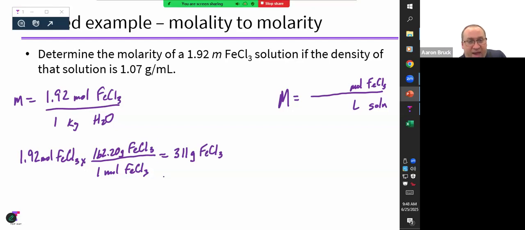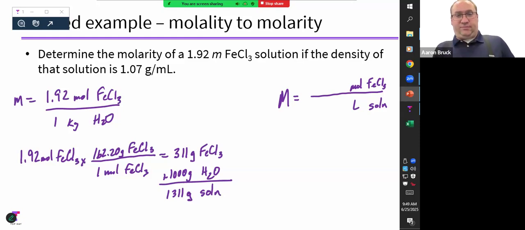We are going to add this to our kilogram of water. A kilogram of water weighs 1,000 grams. And since this 1 kilogram is defined, it has infinite precision. So we add these together, and we're going to get the exact number of decimal places that we had from our calculation. 1,311 grams of solution.